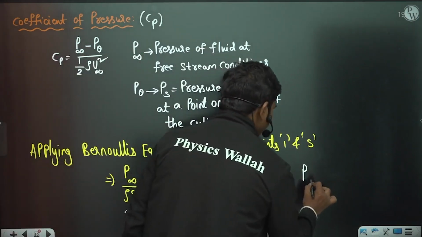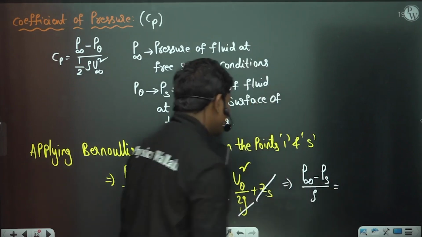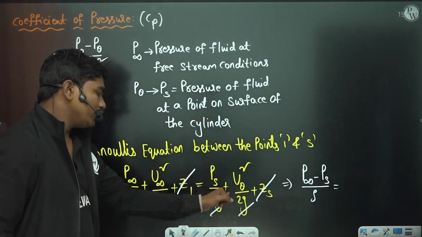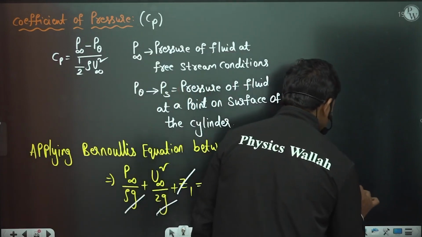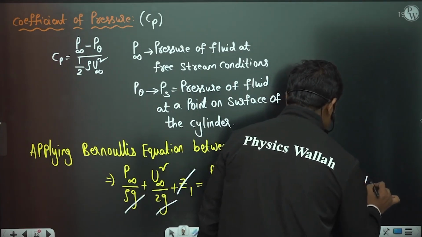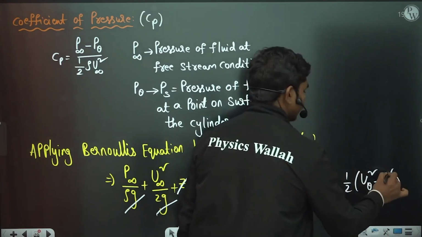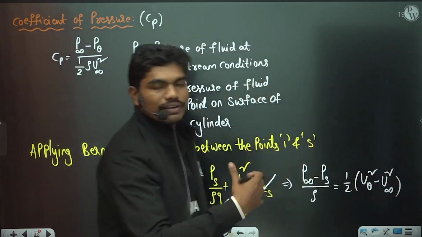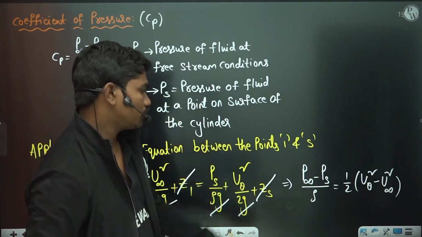(P infinity minus Ps) by rho is equal to half times (u theta square minus u infinity square), correct? So half times (u theta square minus u infinity square), which is actually the u square at the free stream conditions. In our case u infinity is capital U, because we have taken the free stream velocity as capital U. Okay, so this is the case.